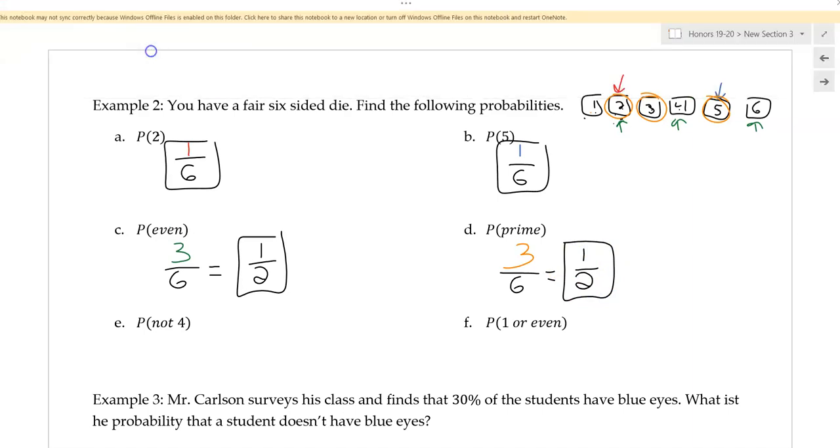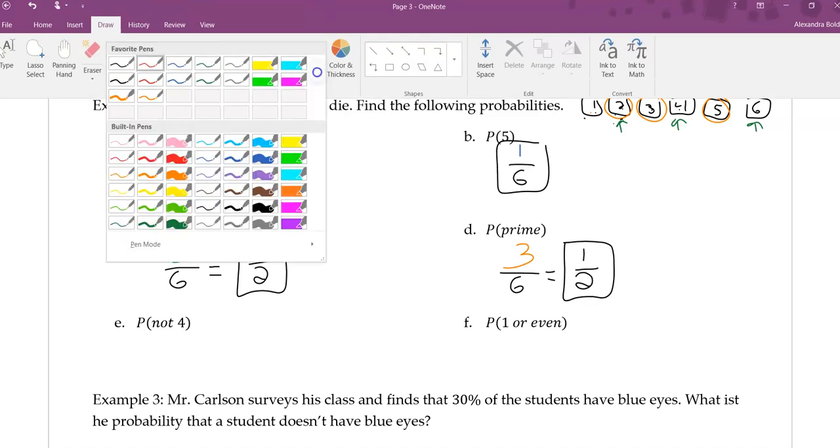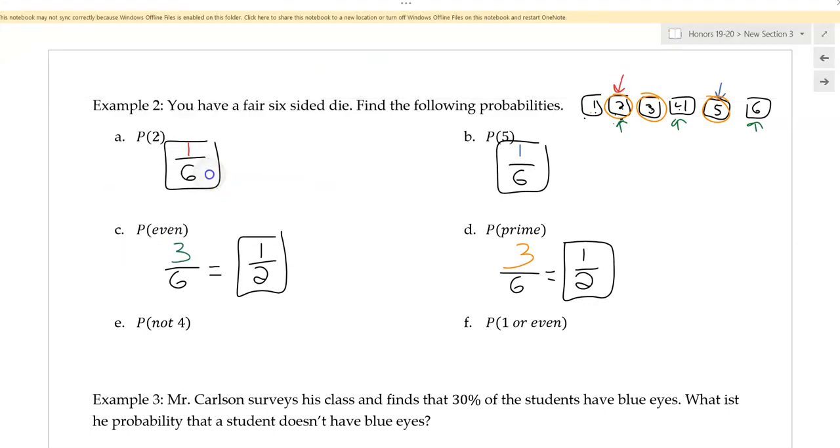Not 4. Here's my 4. There's 1 of them, so not 4 is 1 minus the 1 out of 6, which is 5 out of 6.